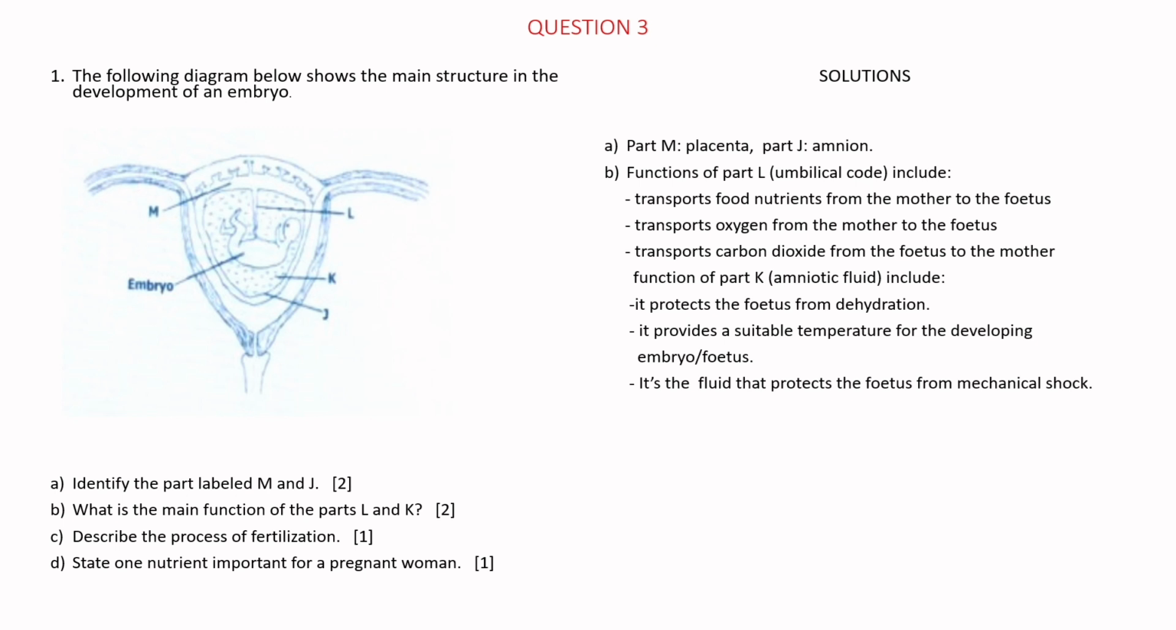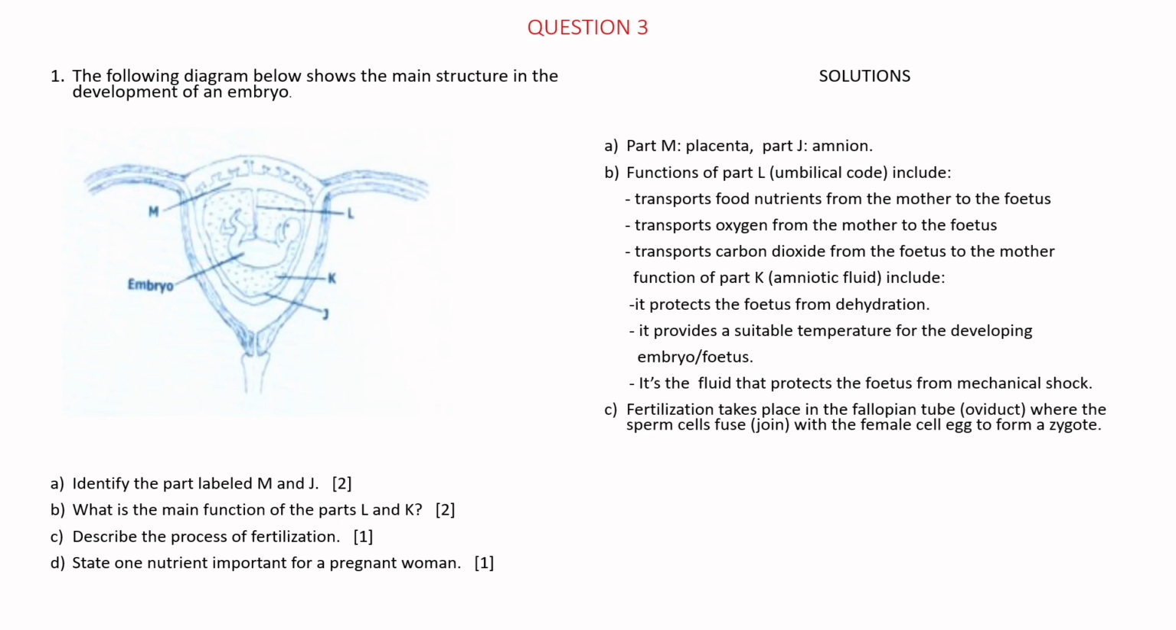Functions of part K, which is the amniotic fluid, include: it protects the fetus from dehydration, it provides a suitable temperature for the developing embryo or fetus, it's a fluid that protects the fetus from mechanical shock. We move to question C. Describe the process of fertilization. Fertilization takes place in the fallopian tube, which is also called the oviduct, where the sperm cells fuse with a female egg to form a zygote.